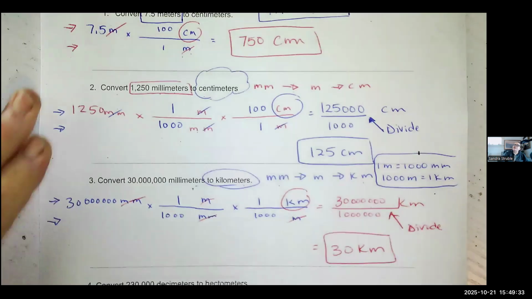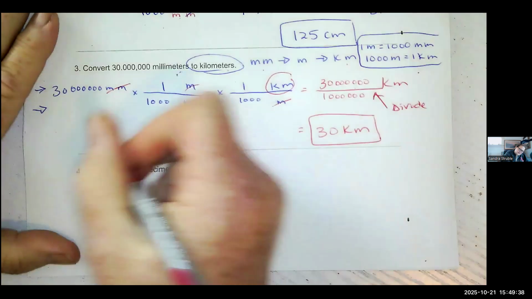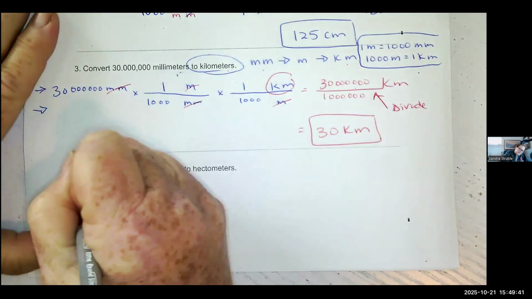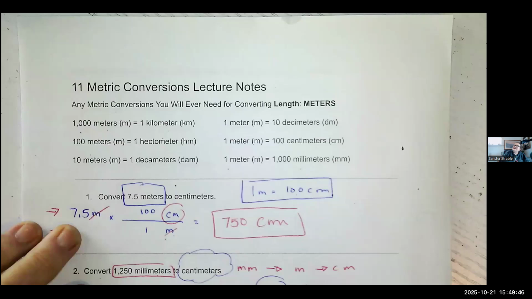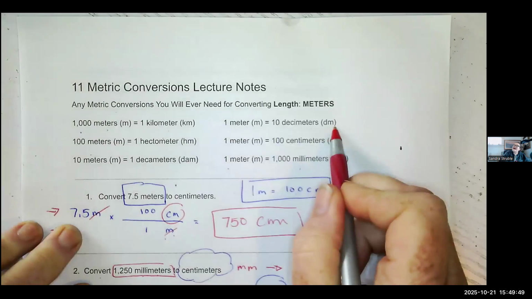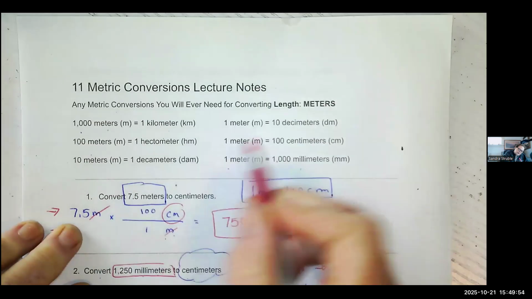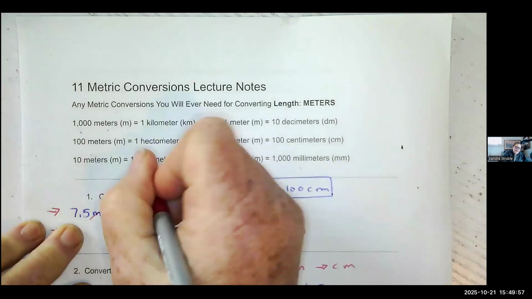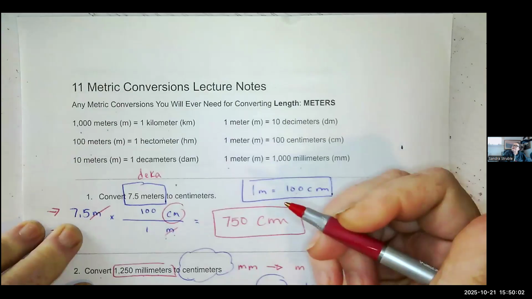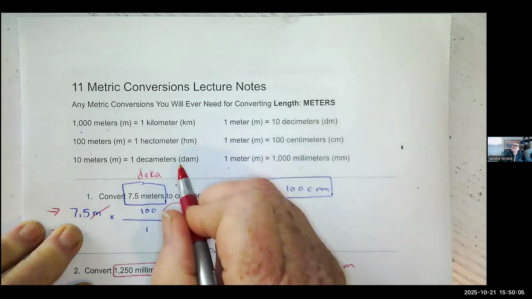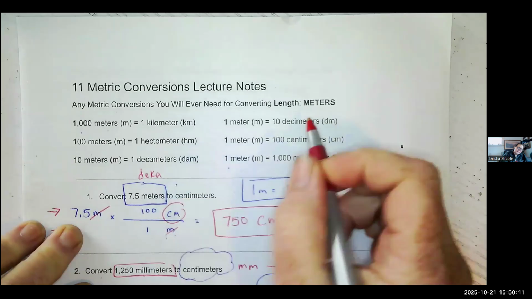Start with what you're given, 230 decimeters, 230,000. Now this is decimeters. I want you to see something here. Decimeters is dm. Decameters is dam. So deci is d, deca, it could be DECA, or you could see DEKA. One's a British spelling and one's American. So decameters is dam. Decimeters is dm. So we're going to use dm because it's decimeters.